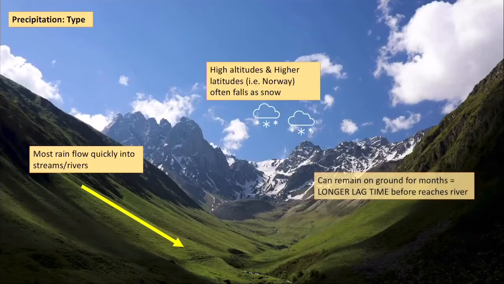And that means there is a bit of a lag time. So there's when it falls and when it actually ends up in places like rivers, there would be a longer time. That's because it's staying on the ground for much longer, it's not melting, and often in places like Norway it would form and consolidate into ice in the glaciers, and therefore that would take a significantly longer time to get back into that river.